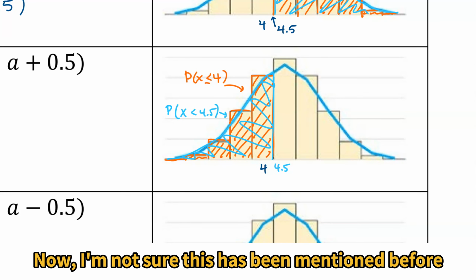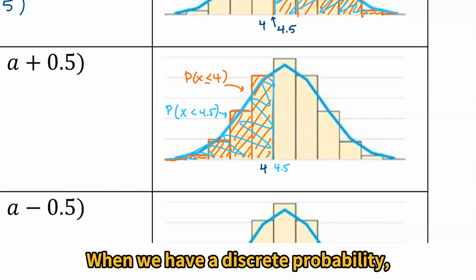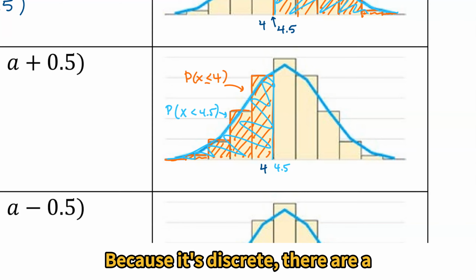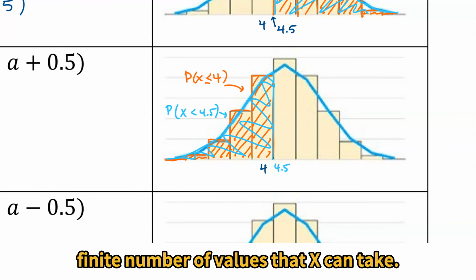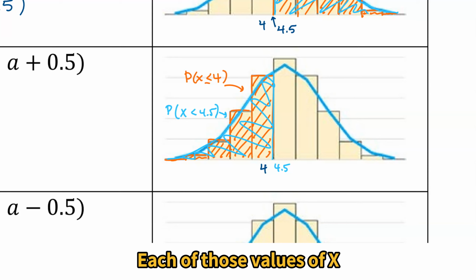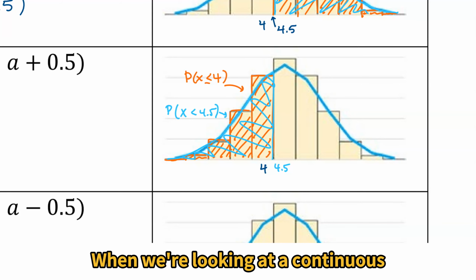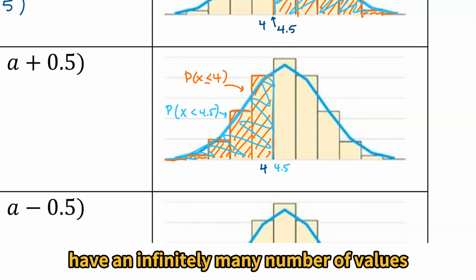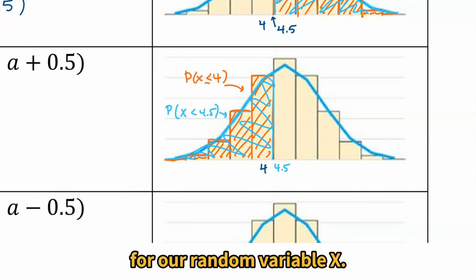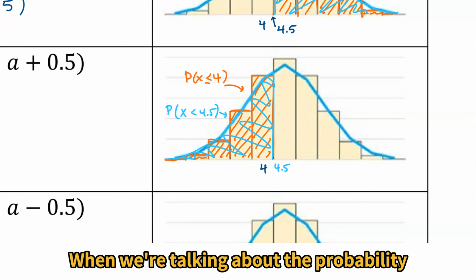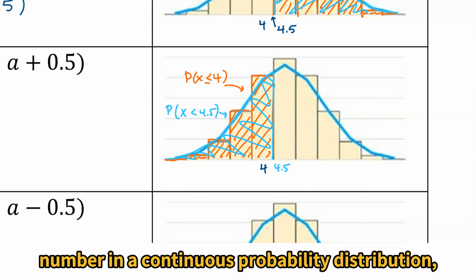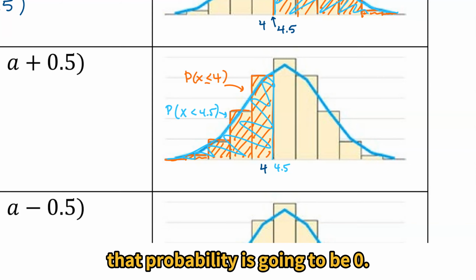Now, I'm not sure this has been mentioned before, so I will mention it here. When we have a discrete probability, we can find the probability of x equaling a value. Because it's discrete, there are a finite number of values that x can take. Each of those values of x has a probability associated with it. When we're looking at a continuous probability distribution, though, continuous probability distributions have infinitely many values for our random variable x. When we're talking about the probability that x equals a very specific number in a continuous probability distribution, that probability is going to be 0.